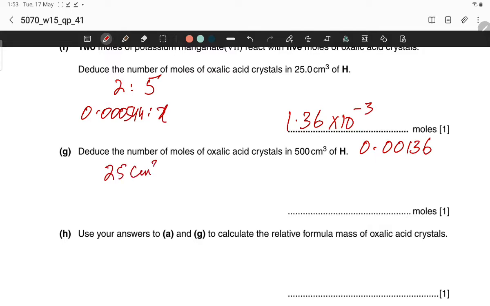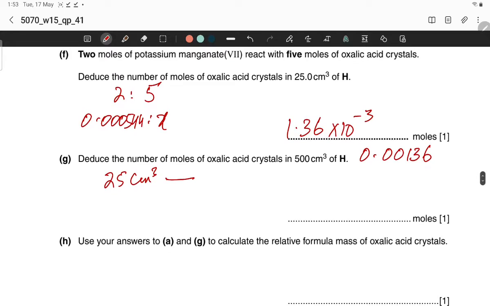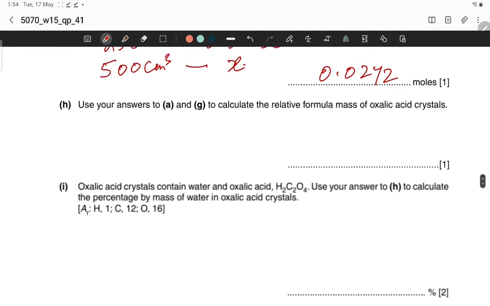Deduce the number of moles of oxalic acid in 500 centimeter cube. 25 centimeter cube volume contains 0.00136. Then 500 centimeter cube contains X. This is equal to 500 into 0.00136 divided by 25. So this is equal to 0.0272 moles.